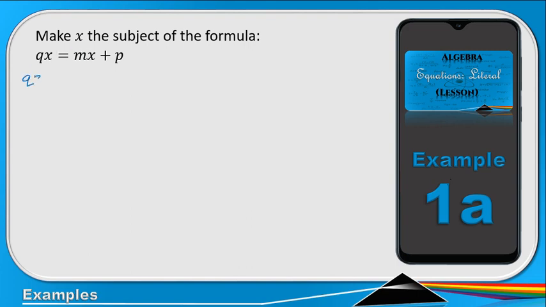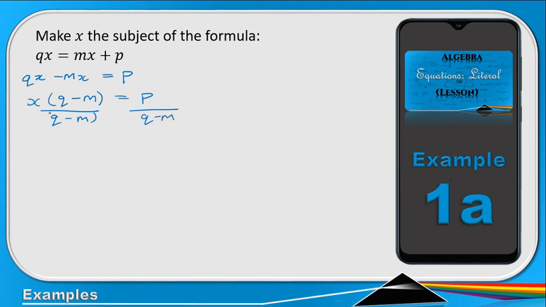So if we start with that, we have qx minus mx, because we take it over and change the sign, equals p. Now in this case we can't add these two, but what we can do to get x on its own is to factorize x out of these two terms. So if I factor out x, I will be left with x times the bracket q minus m equals p. And then to get x on its own, because x is now multiplied with this bracket, to get rid of the bracket I simply divide on both sides.